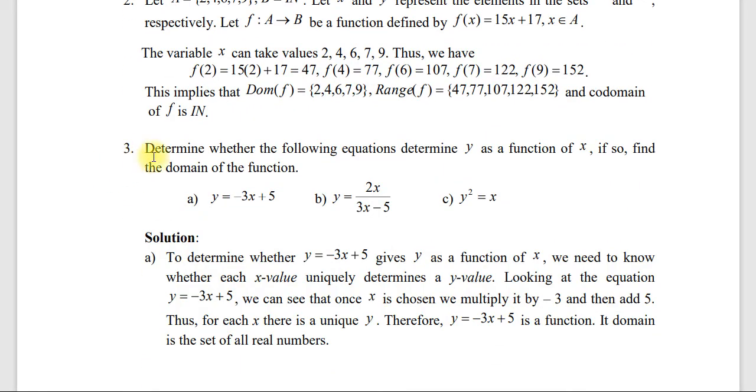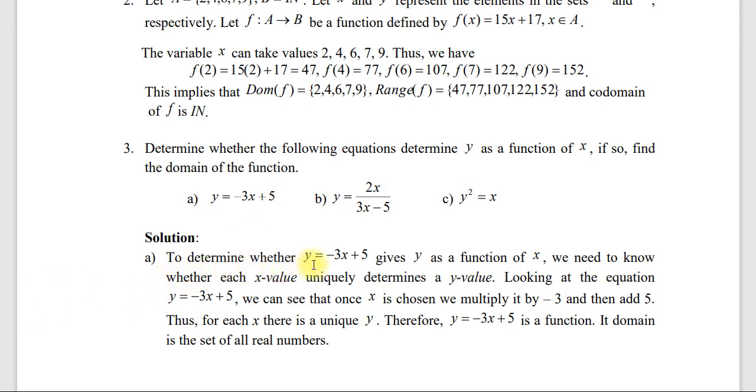ኦኬ another example example 3 determine whether the following equation determine y as a function of x if so find the domain of the function አሁን እዚህ ላይ የተሰጡት ነገሮች ፋንክሽን ናቸው ብንል ምኑን ፈልጉ ነው የሚል ዶሜኑን ፈልጉ ይለናል። ዶሜኑን find the domain of the function a y which is equal to negative 3x plus 5 b y which is equals to 2x over 3x minus 5 and c y square which is equal to x ተሰጥቶናል። ስለዚህ ምን እንፈልጉ ነው የሚለው find the domain of the function እንዴት አድርገን እንፈልግ?